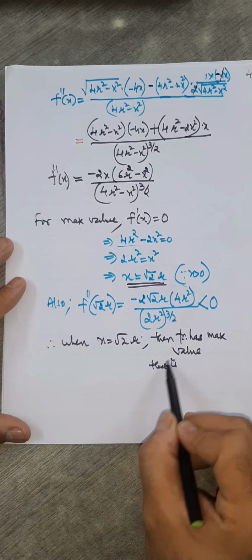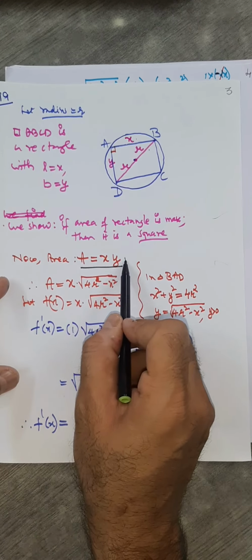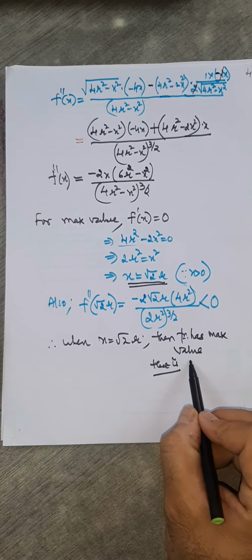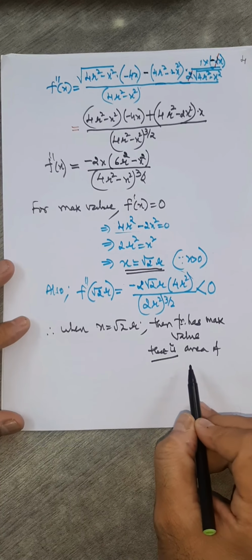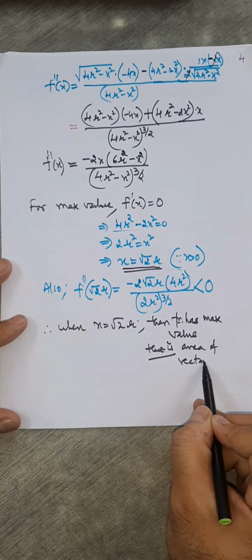Function was area. Just go back to beginning. What was the function? That is this one. And what was that? That was the area. That is, area of rectangle is maximum.